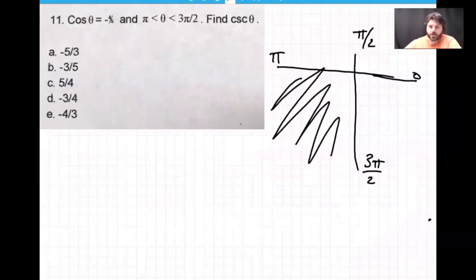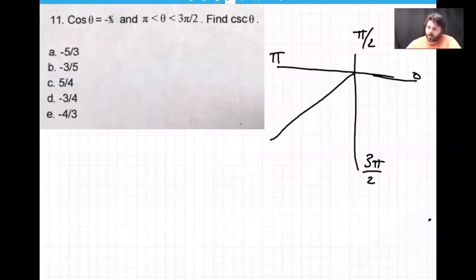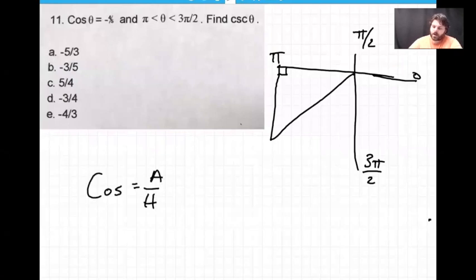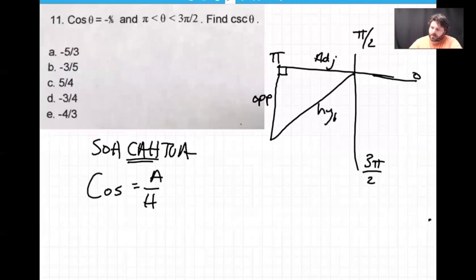We're in the third quadrant, so that's where I want to draw my triangle. Remember, you always come 90 degrees to the x-axis. And it says the cosine is -4/5. Well, remember, cosine is the adjacent over the hypotenuse, right? We know that from SOHCAHTOA. So here's the opposite side, here's the adjacent side, and here's the hypotenuse.